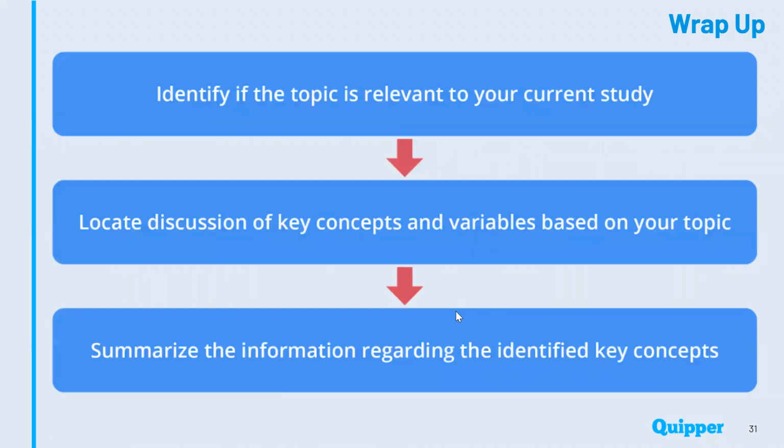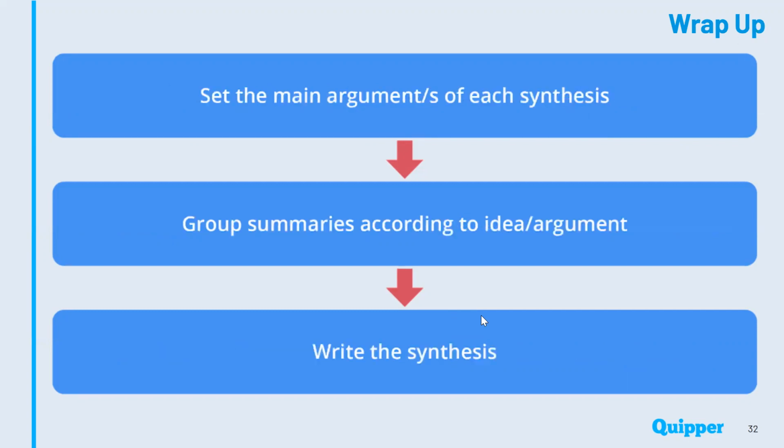And identify if the topic is relevant to your current study. Locate discussion of the key concepts and variables based on your topic. Summarize the information regarding the identified key concepts. And then set the main arguments of each synthesis, group summaries according to the idea or argument, write the synthesis.